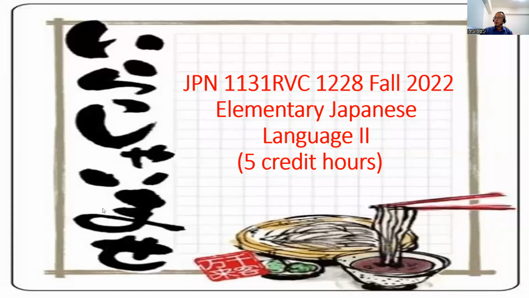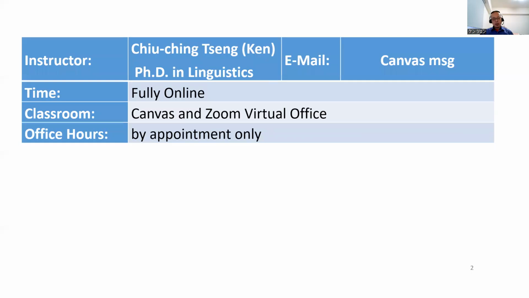Right. First, like I say, it's Japanese 2, elementary language 2. It's a 5 credit course. All right. So that means a lot of work, a lot of, well, easy work, I would say. And my name is Chuzin Zen. You can call me Ken. And like I say, this is a fully online course.